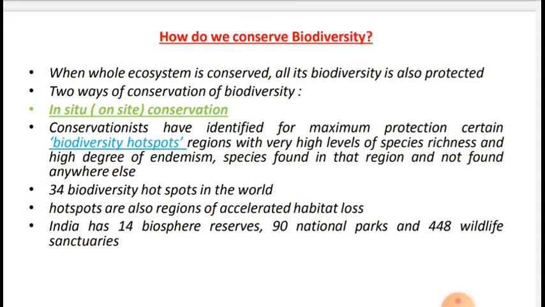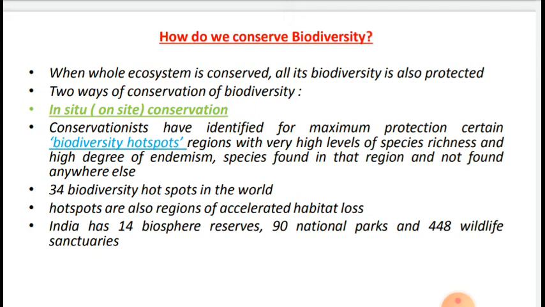First, let's study in situ conservation. It means on-site conservation in detail. If there is a conflict between development and conservation, many nations find that it is economically not feasible to conserve all biological wealth, because we also depend on products of nature for economic purposes. A number of species are waiting to be saved from extinction.